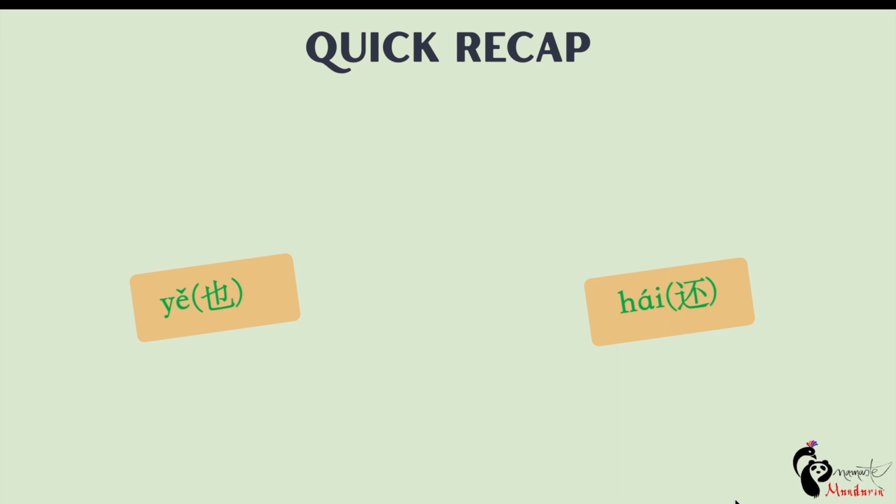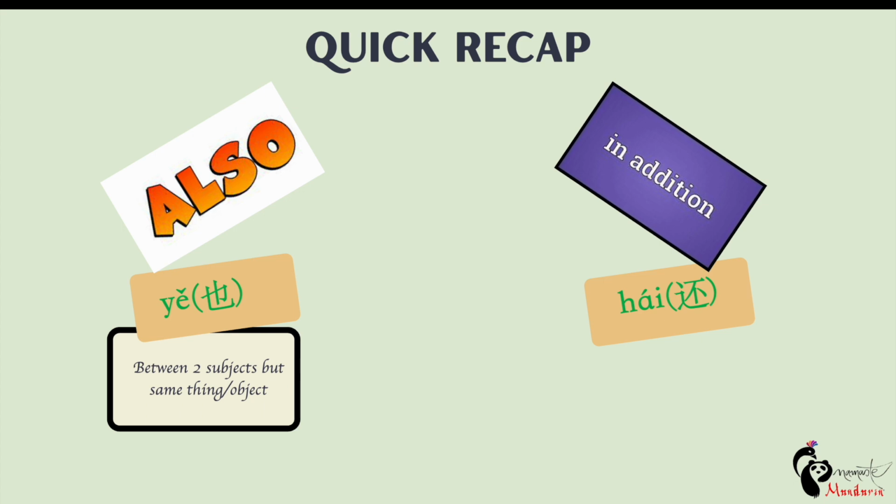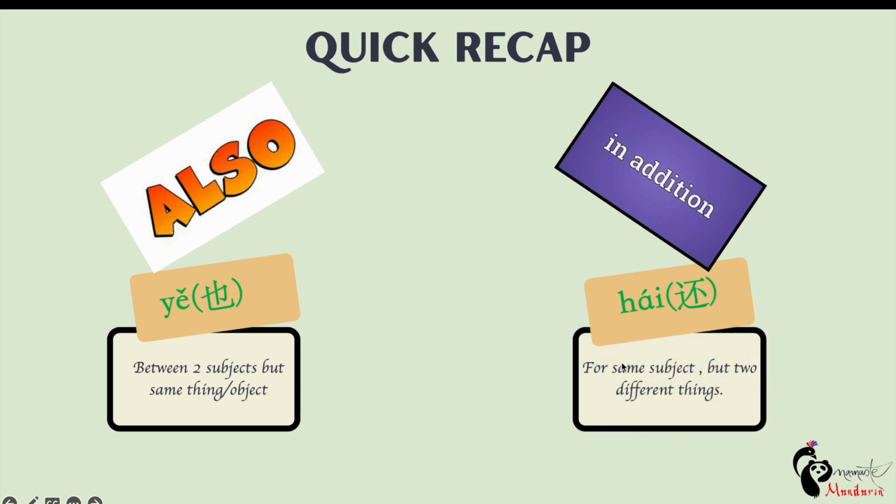So let's quickly have a recap. Ye is "also", whereas hi actually means "in addition". Ye is between two subjects but the same thing or same object, right? As we saw in the previous slide, two subjects, that is I and my friend, where it was the same thing, that is learning Mandarin. Whereas hi is for the same subject but two different things, right? The subject was I, learning French and Mandarin. This is a very simple grammar point, but if you don't use the correct word, it will make your sentence wrong. So it's always good to know where to use ye and where to use hi.